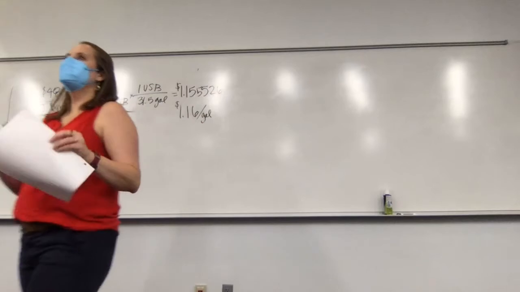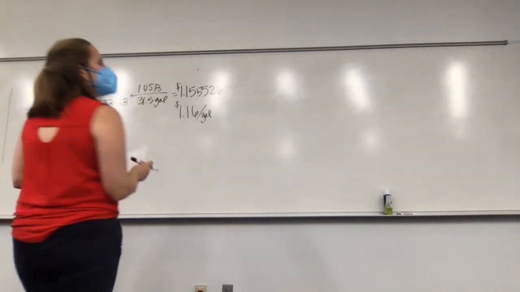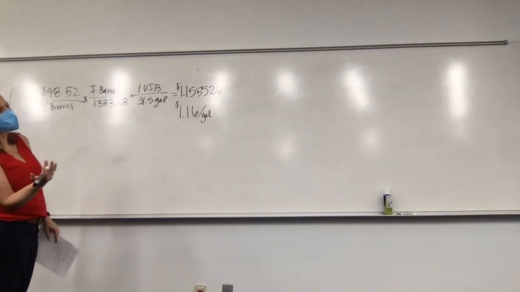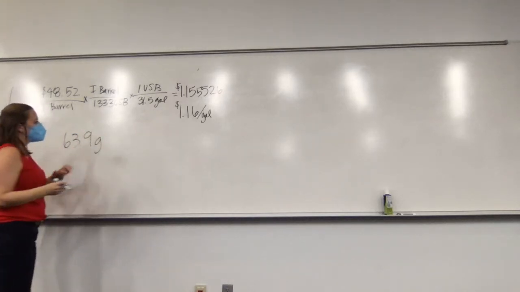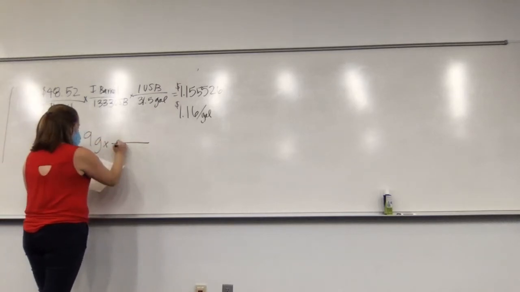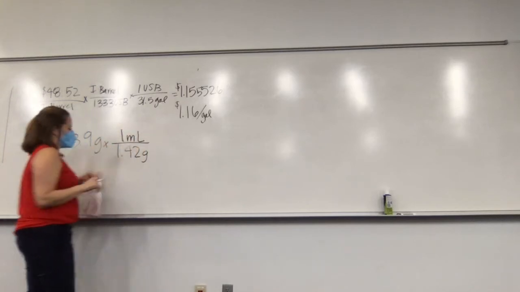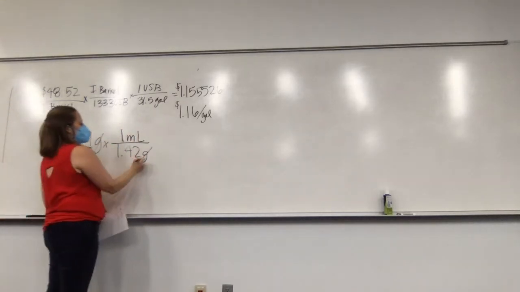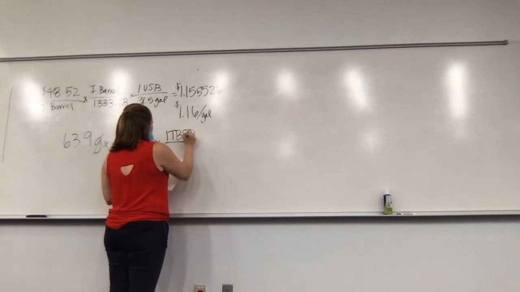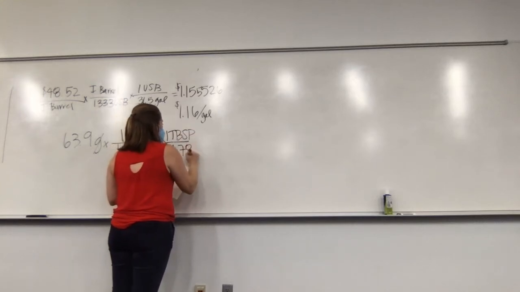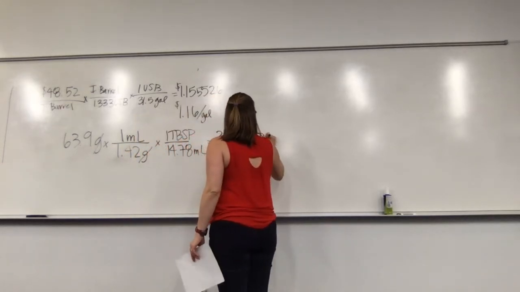So in this case, we want to use the density, and then we're going to do a unit conversion. Your recipe calls for 63.9 grams. We're going to use the density, but I'm going to flip it over: 1.42 grams in 1 milliliter. From here, our grams, we've gotten rid of those. Then we're going to convert in 1 tablespoon. There are 14.78 milliliters. So we should get 3.04 tablespoons.